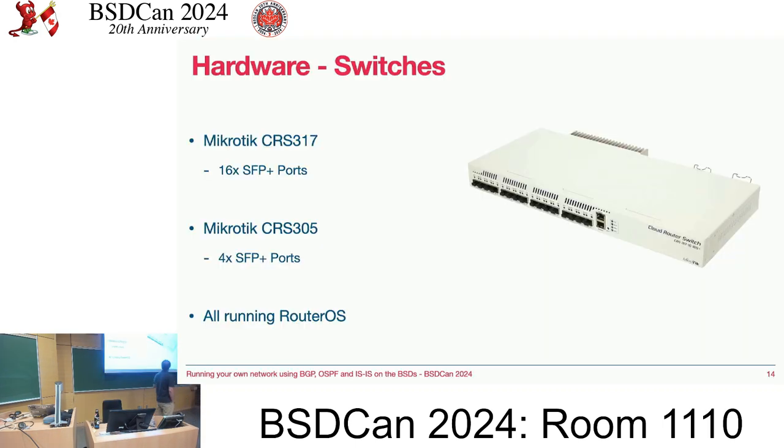So first of all, you've seen it already. Switches are all MikroTik for the moment. My neighbor uses something different. He moved away from MikroTik switches, but I'm still using them. So CRS317, it has 16 SFP+ ports. It works, and I can't really complain about it.